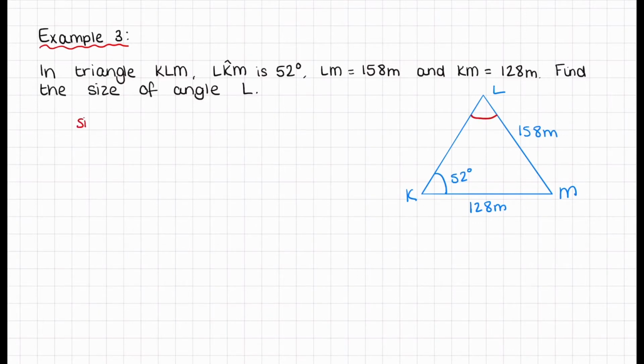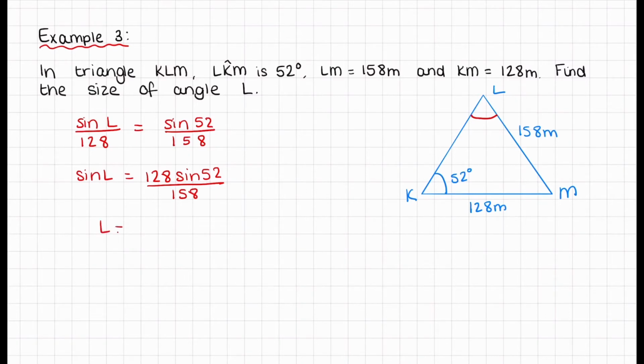So we'll have sine L divided by 128, the side opposite, equals sine 52 divided by the side opposite the angle, which is 158. Do our rearranging, so sine L will equal 128 times sine 52 over 158, and so then L will equal sine -1 of that as well. And then you just need to put that straight into your calculator and you'll get an answer of 39.7 degrees.